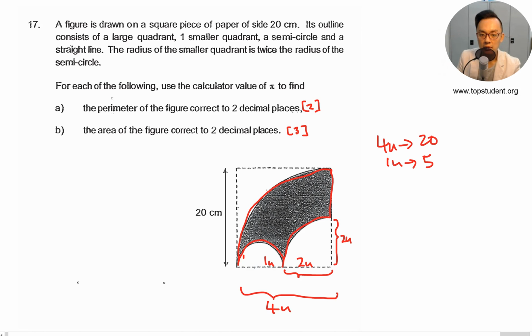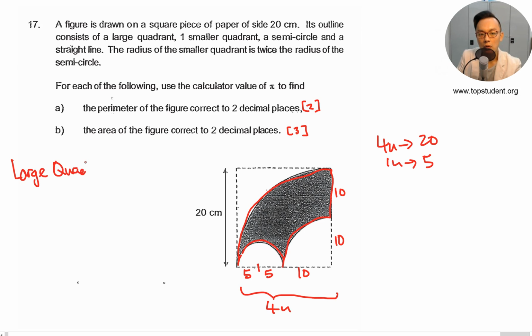So let's rub this away and write down here. I draw it here. So this is 5, 5. This is 2u, so this is 10. Alright, so let's just keep it neat. So this is 10. This is 10. So if this is 10, this is also 10. Okay? So let's look at the large quadrant. Perimeter of the figure correct to 2 decimal places.